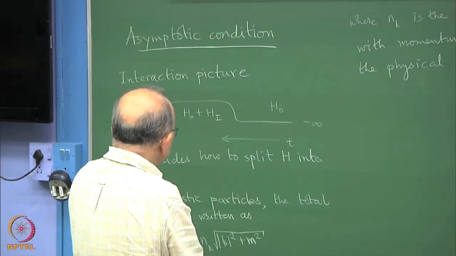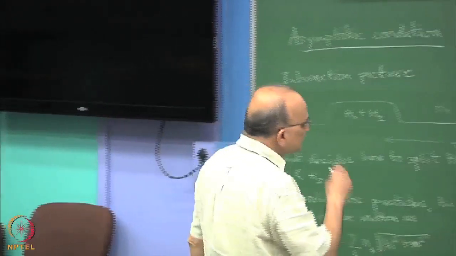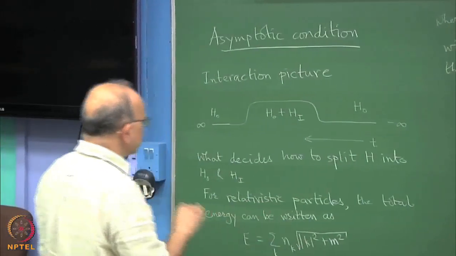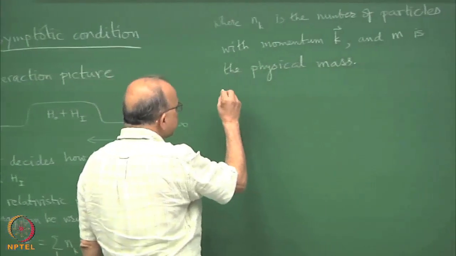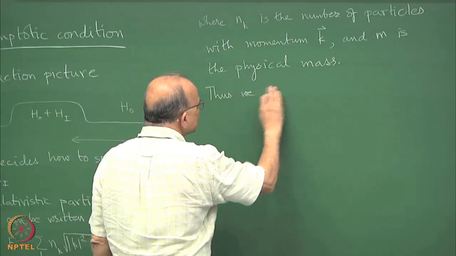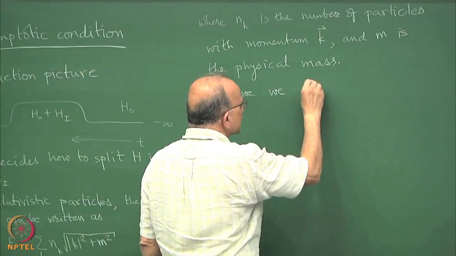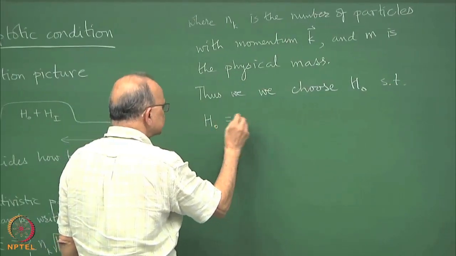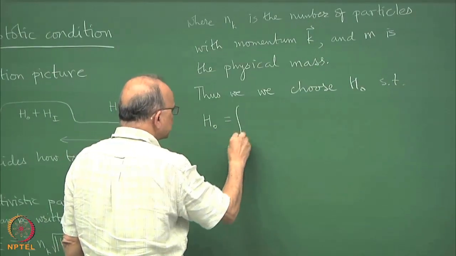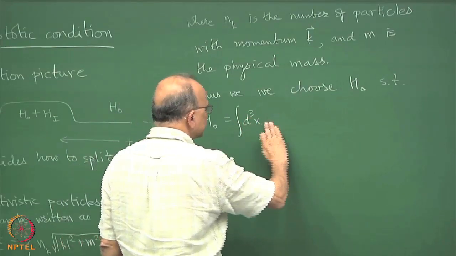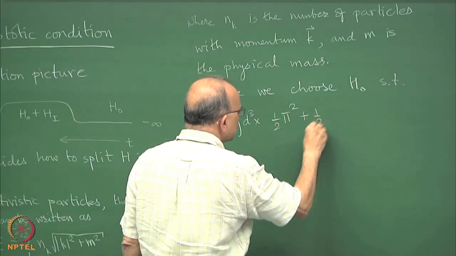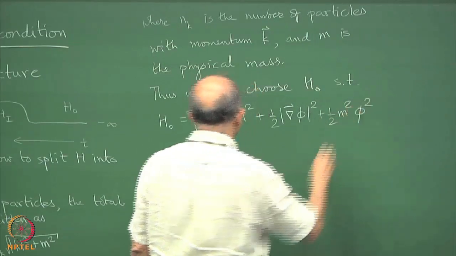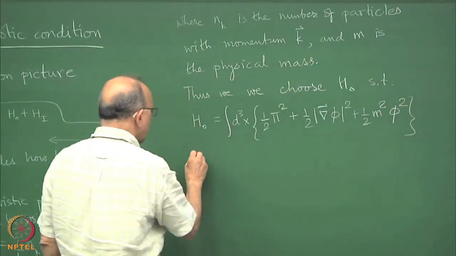what we do is that we choose H0 with the split. So what we expect is that asymptotically as well, the free Hamiltonian should be that which contains the physical masses of the particle. So for equal to, and now we are really writing for a scalar field, with m square the physical mass.